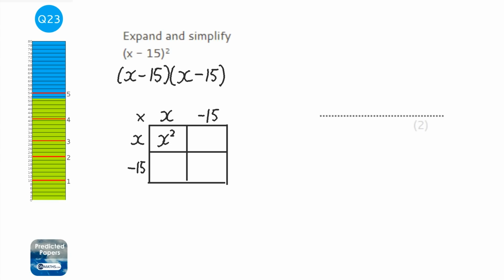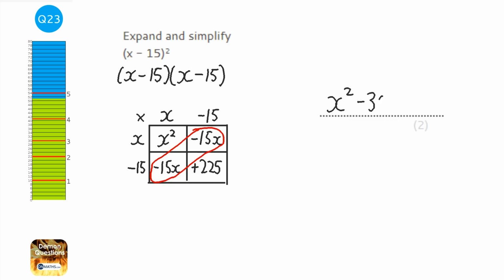is x squared, x times minus 15 is minus 15x, x times minus 15 is minus 15x, and then minus 15 times minus 15 is plus 225. Okay, then these two here will add together. So when we write our answer, it's x squared minus 30x plus 225.